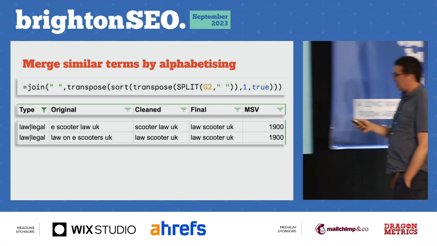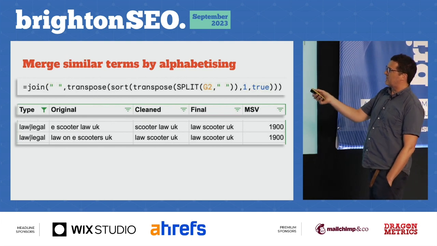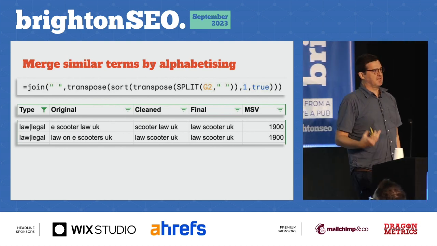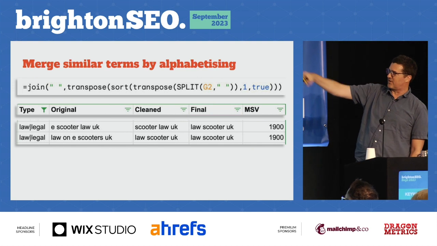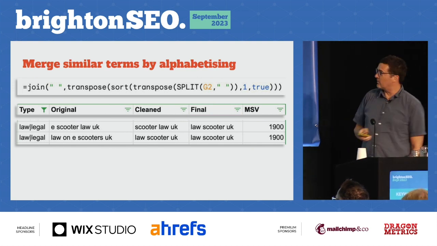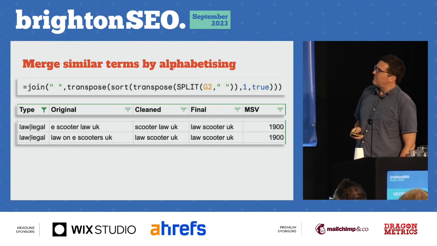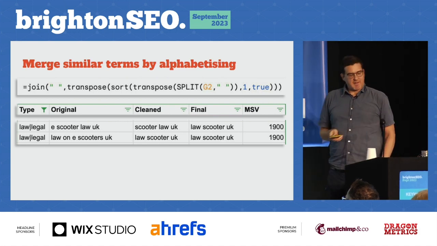So you can see that Scooter Law UK and Law Scooter UK become the same search term. And as you can see, they started out with the word "on" in, and I've stripped all that out. Yeah, so that is how you merge similar terms by alphabetizing them.